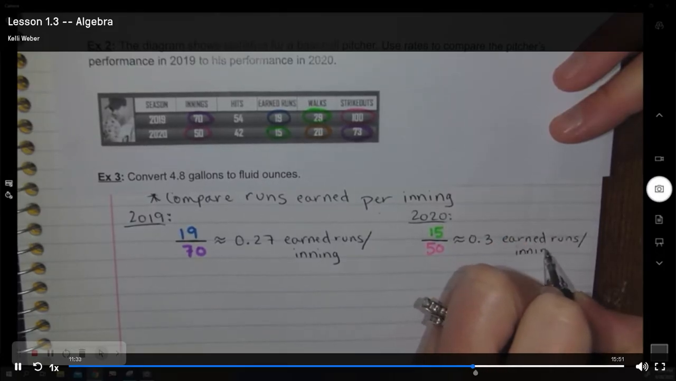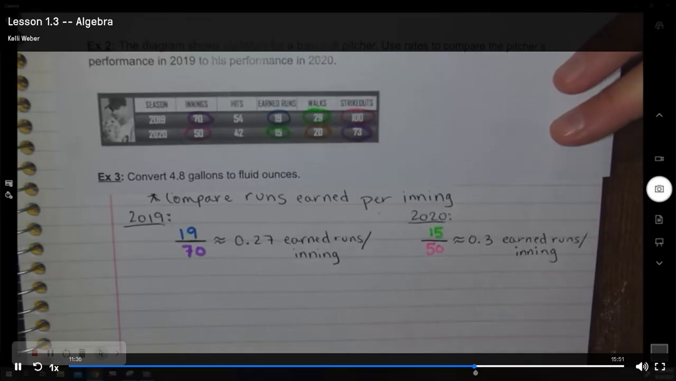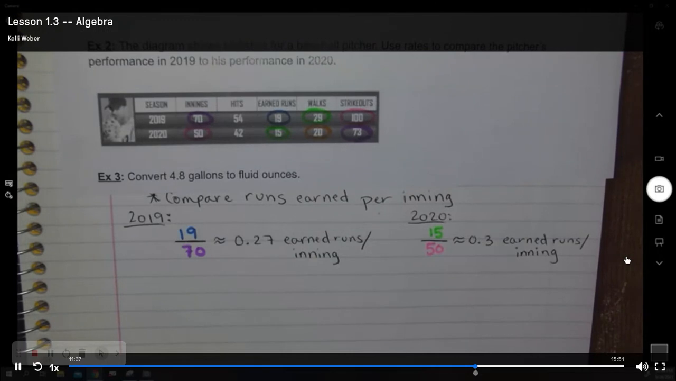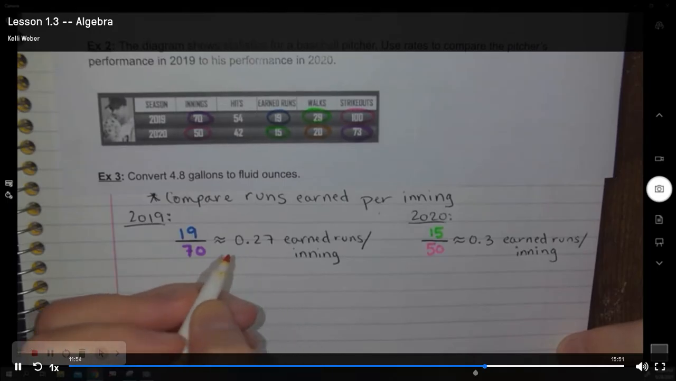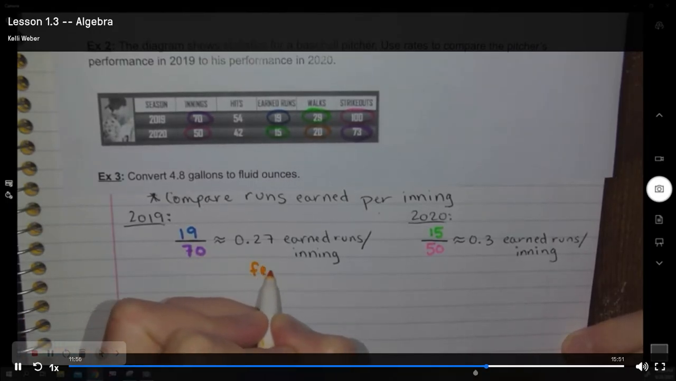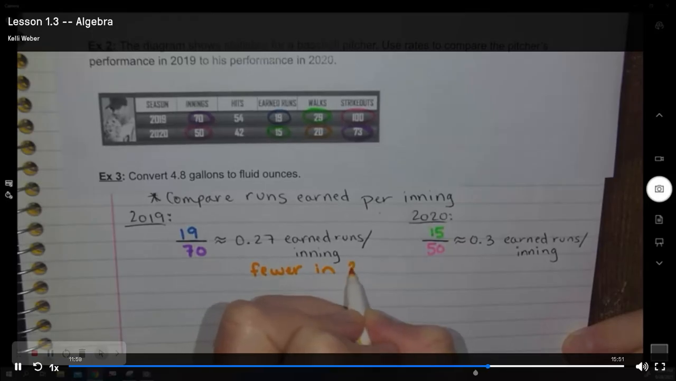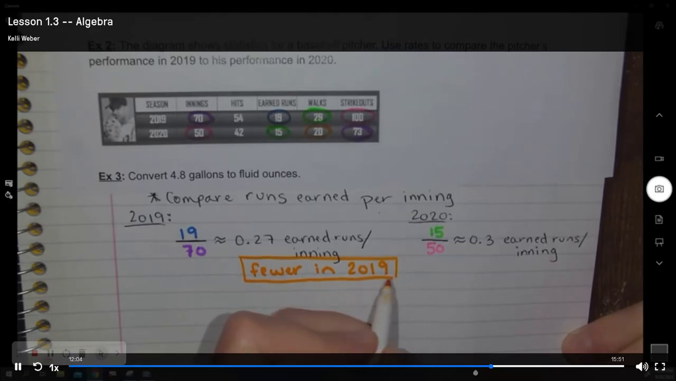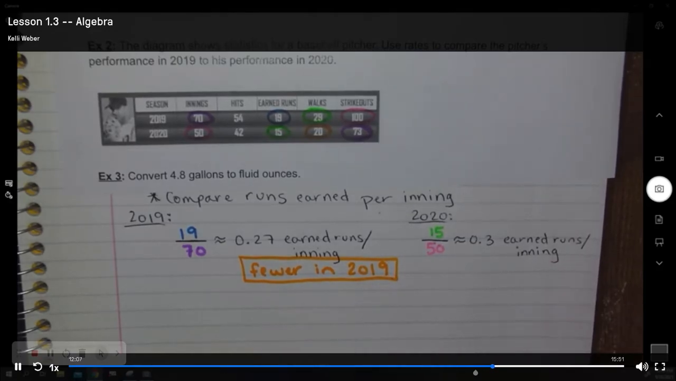Now, I'm not sure if everybody is familiar with baseball, but if you're the pitcher and you're earning these runs, then that's not a positive thing. It's something that you want to keep as low as possible. You don't want to get runs earned while you're pitching the game. So if we're looking at the two pieces of information here, we notice that there were fewer in 2019 than 2020, but this time that's a positive thing, whereas before it was more of a negative scenario.